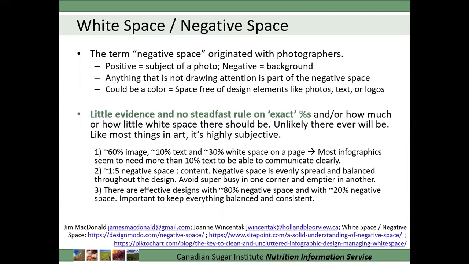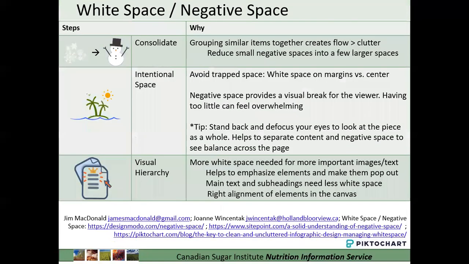Another rule that you could choose to follow would be a 1:5 negative space to content ratio. This ensures that negative space is evenly spread and balanced throughout the design. You don't want something that's extremely cluttered on one side, but extremely empty on the other side. There are also designs that are even more negative space and even less negative space. It really depends on your goals, and it depends on how you've organized your work to keep everything balanced and consistent.